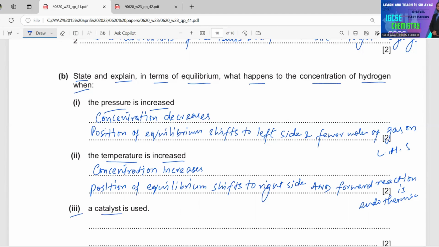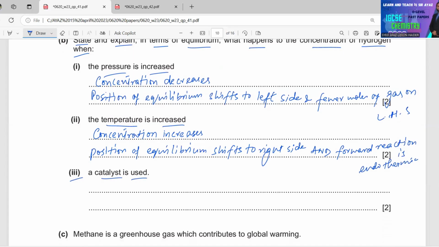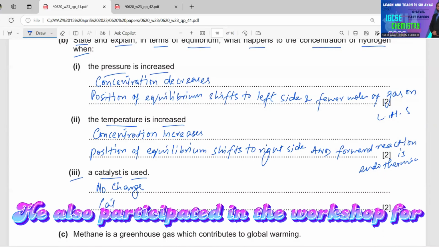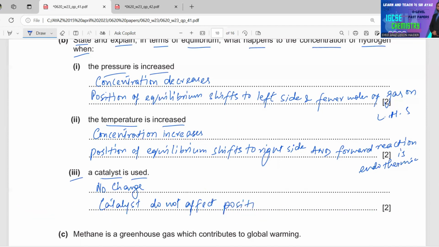Number 3, a catalyst is used. Now there will be no effect. Remember, there will be no effect. The reason is that catalyst increases the rate of reaction in both the directions. So overall, the catalyst has no effect on the position of equilibrium. So you'll write no change. Then on explanation, you write catalysts do not affect position of equilibrium.